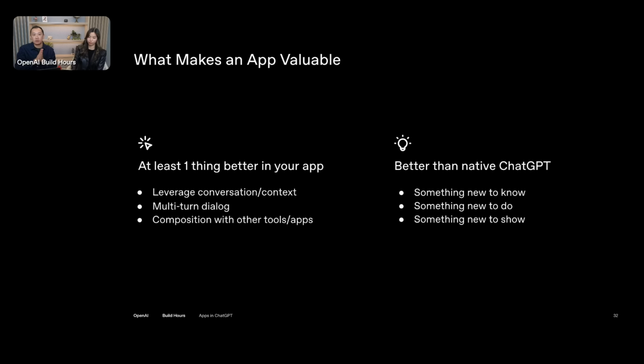And what makes an app valuable? This is subjective, and we're looking for all the best cases out there. But some of the things that we have strong conviction on is at least one thing better in your app, which it either can leverage conversation and context, multi-turn dialogue, where you load an initial UI, provide some information, but then you do some refinement, telling it to filter or take an action on your behalf. And the three pillars you can think about: does this help me know something more? Does this help me do something more, taking action in MCP? Or does this show me something in a better and more visually engaging way?